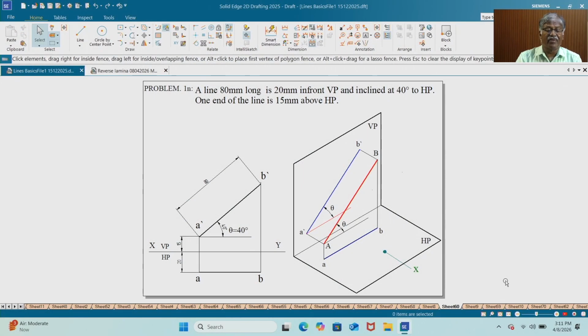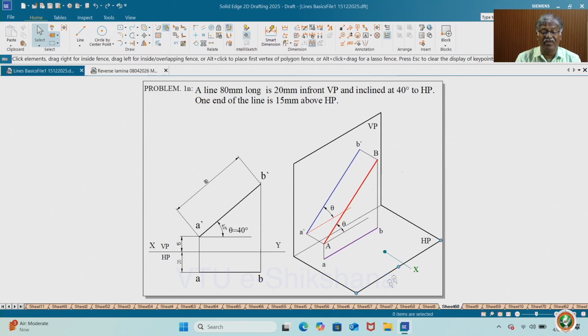Let me take a simple problem on a straight line with a true length given and one end of the line fixed. A line 80 mm long is 20 mm in front of VP and inclined at 40 degrees to HP. One end of the line is 15 mm above HP. So here the line is 20 mm in front of VP and one end of the line is 15 mm above HP.